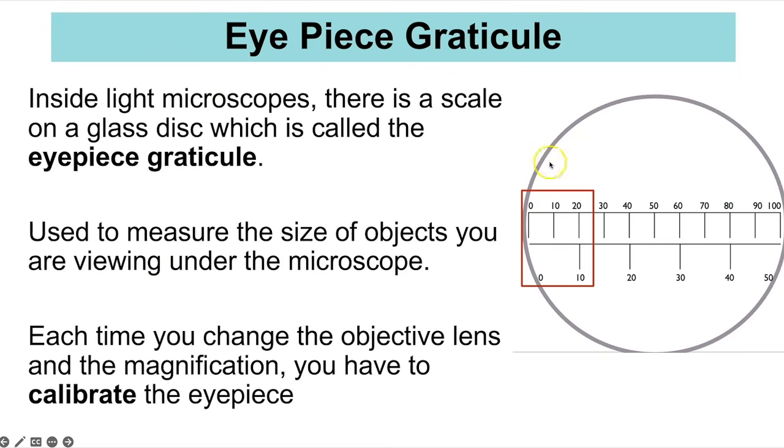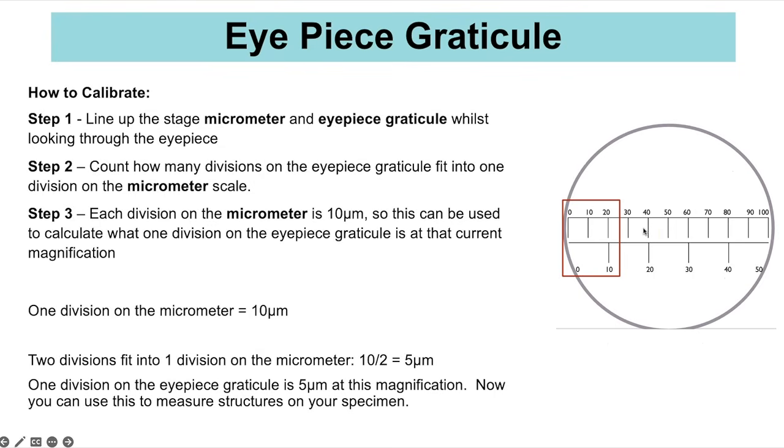But as I said, you need to calibrate it each time, because as you're looking at this scale in the eyepiece, you need to know what each one of these divisions is worth at each magnification. So you'd place a micrometer, a stage micrometer, within your view to calibrate it. So let's go through how you'd actually calibrate it then.